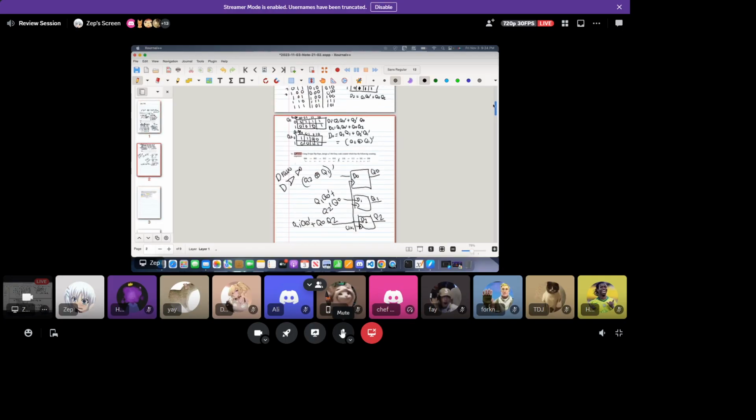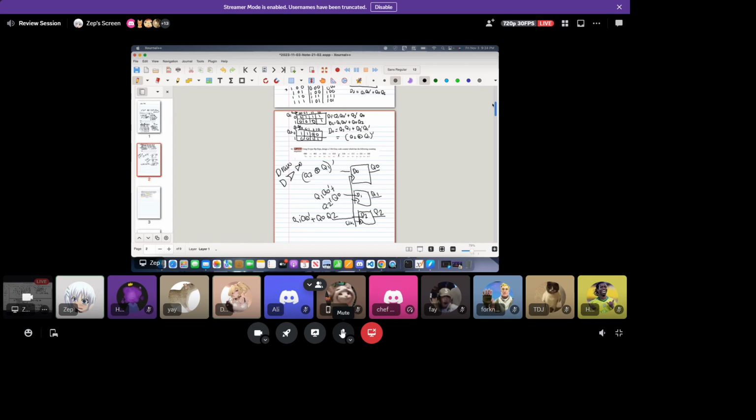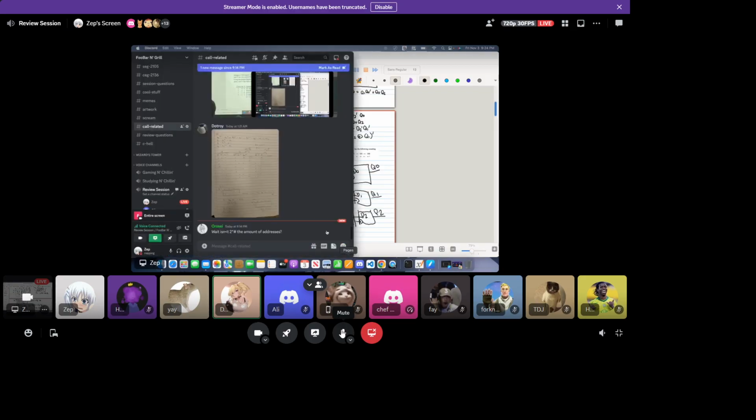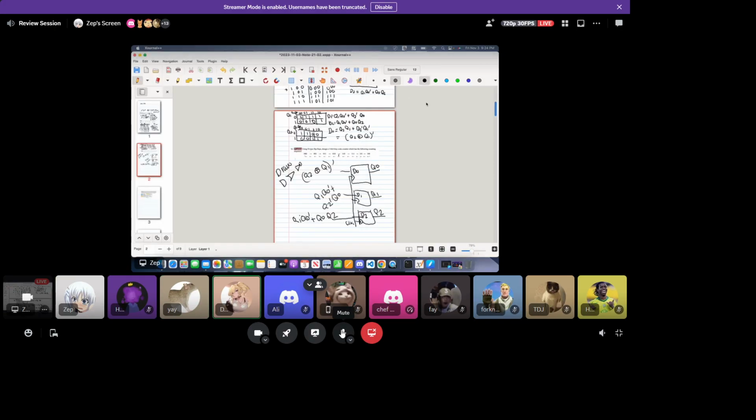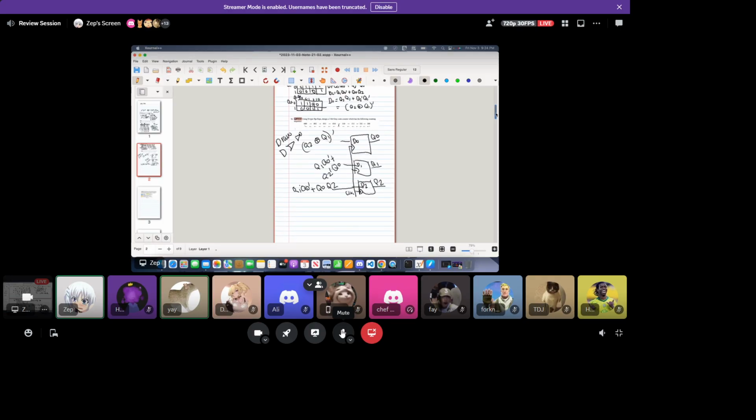Honestly, no clue. It's called a gray code counter because between each consecutive term, there is only a difference of one singular bit being changed. That is what defines a gray code counter. Thank you.